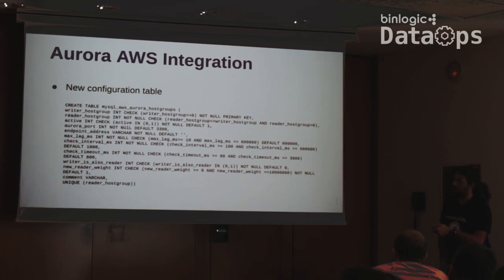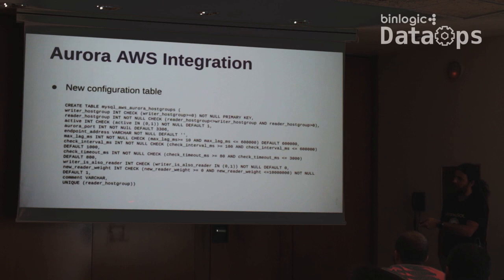Then you have maximum lag in milliseconds. Any server that is lagging for more than this number of milliseconds is automatically disabled, so no read is being sent to it. The default is quite large, like 10 minutes, but in reality you can lower it to as low as 10 milliseconds. Then you also have the check interval in milliseconds. Again, it says how frequently the check needs to be performed. By default it is 1 second, but you can lower it to 100 milliseconds.